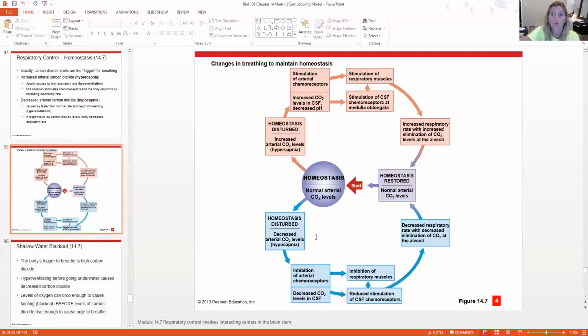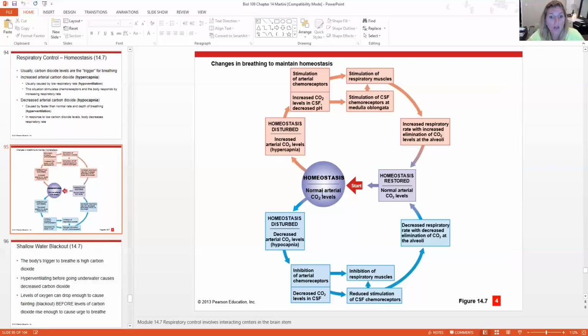So here you see the overall process. You have homeostasis, normal CO2 levels. All of a sudden, you have hypercapnia. So you have increased carbon dioxide levels in your blood. Your chemoreceptors are going to sense that. You have a decreased pH, etc. So your respiratory centers are going to be stimulated, and you're going to have an increased respiration rate.